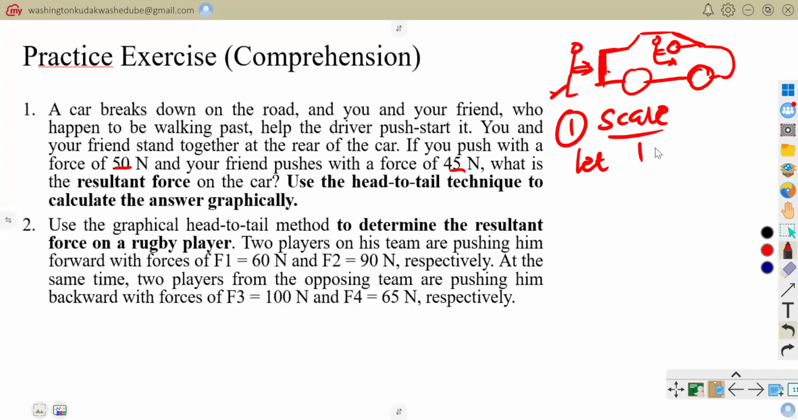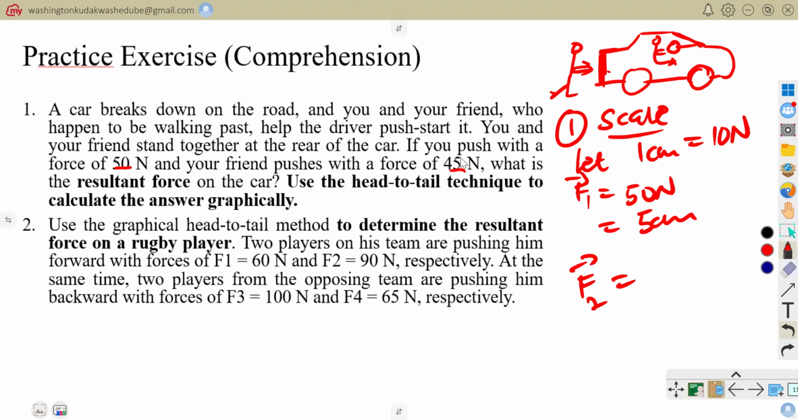On our scale, let 1 centimeter represent 10 newtons. So this first vector, F1, your force of 50 newtons, would be represented by what? 50 divided by 10 gives 5 centimeters in magnitude. Your second vector, F2, the one from your friend, is 45 newtons. 45 divided by 10 is 4.5 centimeters. So these are your two vectors.